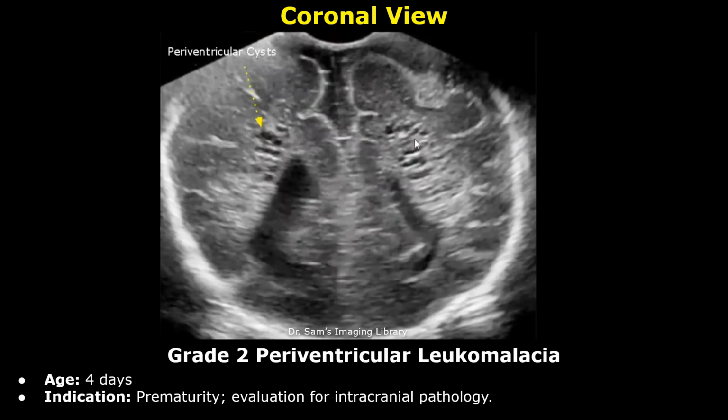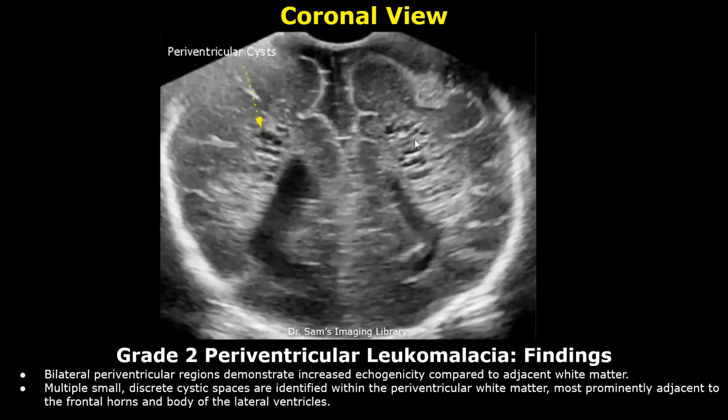Here is a report for Grade 2 Periventricular Leukomalacia. Age: 4 days indication. Prematurity: evaluation for intracranial pathology. These are the findings. Bilateral periventricular regions demonstrate increased echogenicity compared to adjacent white matter. Multiple small, discrete cystic spaces are identified within the periventricular white matter, most prominently adjacent to the frontal horns and body of the lateral ventricles.